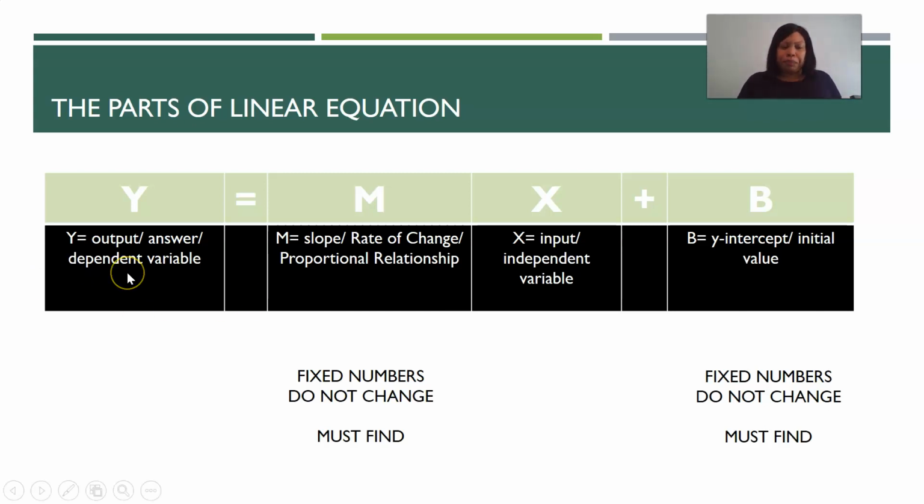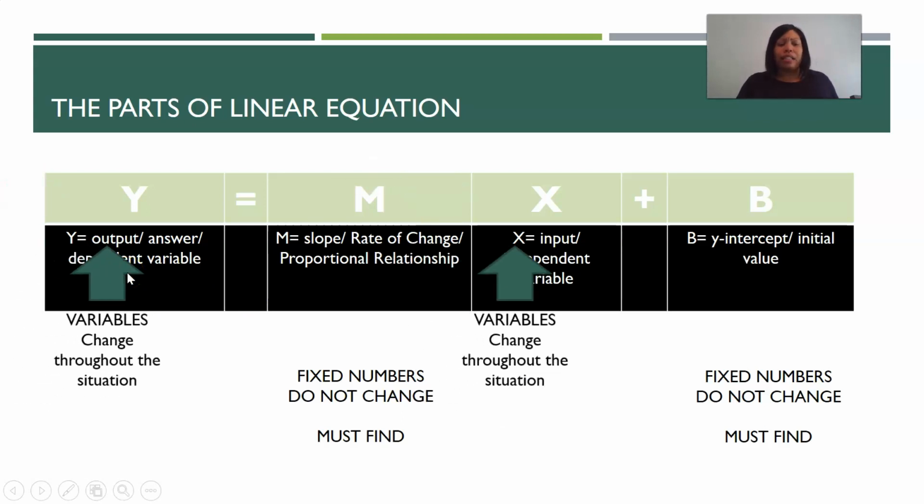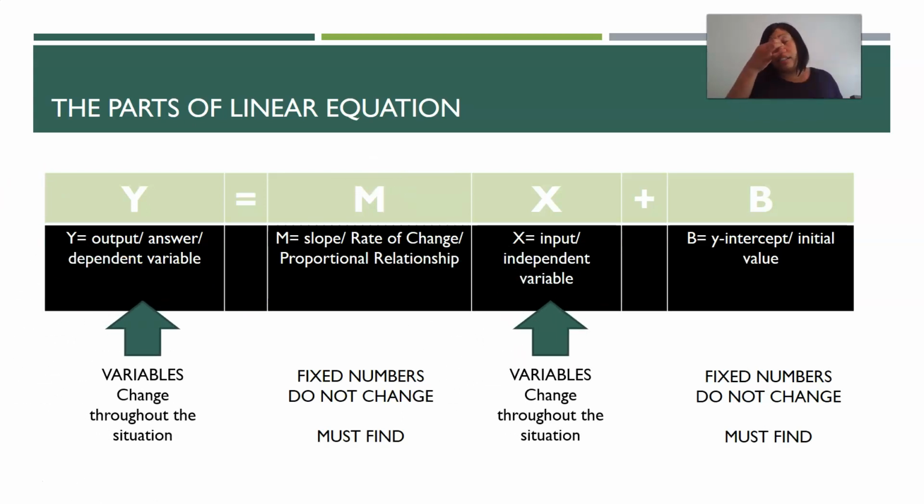So again, your y and your x are variables. They change throughout the situation, such as day 1, day 2, day 3, hour 1, 2 hours, 3 hours, 4 hours. I don't really want you to focus on those because they're going to change throughout the situation. They're just units. However, I do want us to focus on the m, which is a fixed number. It will not change. So I have to be able to find the m, and I have to be able to find the b also, which are fixed numbers. They're not going to change throughout the whole situation. That's what makes it linear.